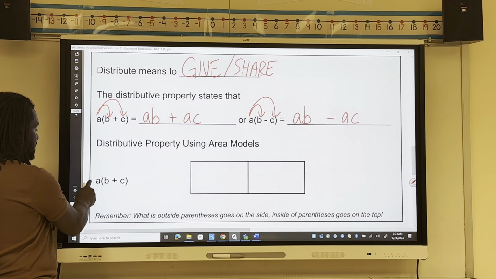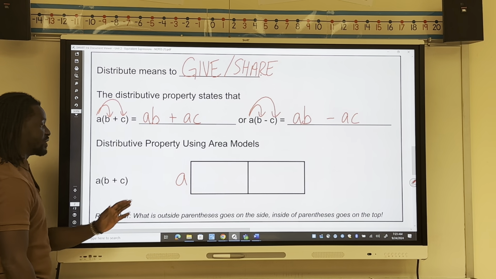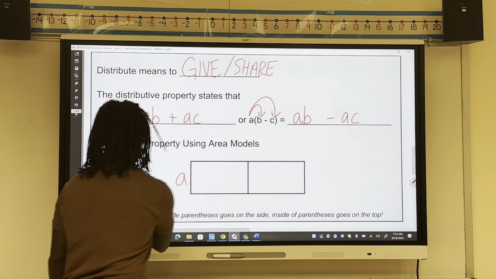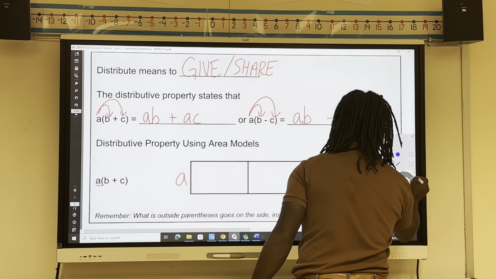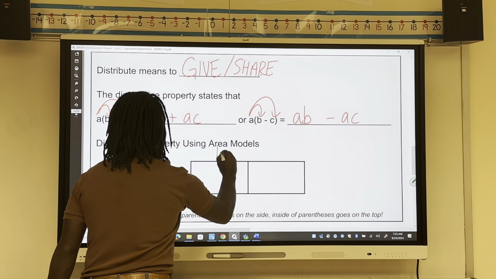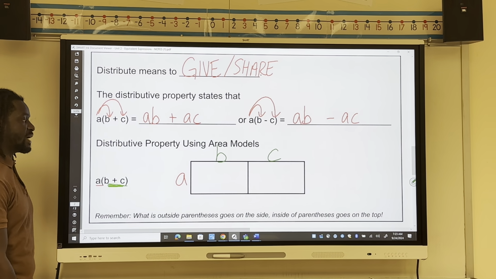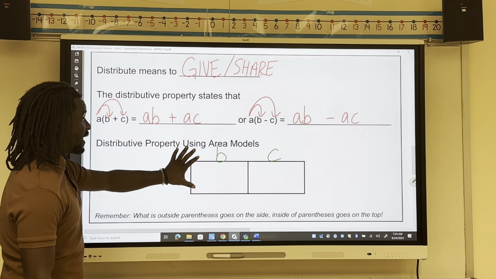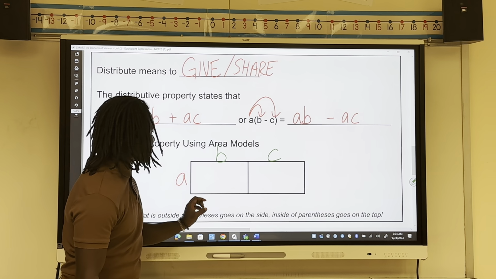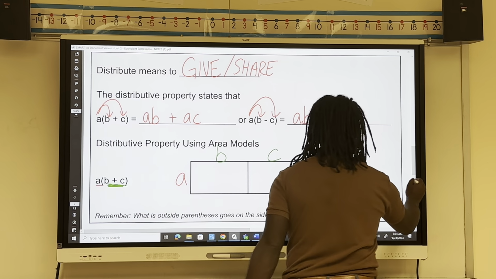And when you do that, whatever value is on the outside of the parentheses is going to go on the side. And whatever is inside of the parentheses is going to go at the top. So first value goes there, second value goes there, okay? And so then what we're doing, again, if we just think about this in terms of finding area, right? If I wanted to know the area of this rectangle, I would do length times width. So I'm going to do A times B, okay?